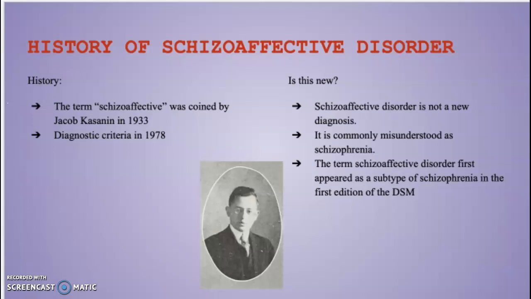History of schizoaffective disorder. The term schizoaffective was coined by Jacob Kasanin in 1933. Kasanin recognized that in some patients, the co-occurrence of symptoms would suggest both schizophrenia and mood disorders were present. The research diagnostic criteria made one of the first attempts to distinguish schizoaffective from psychotic mood disorders. Is this new? No, schizoaffective disorder is not a new diagnosis. It's commonly misunderstood as schizophrenia. The term first appeared as a subtype of schizophrenia in the first edition of the DSM.